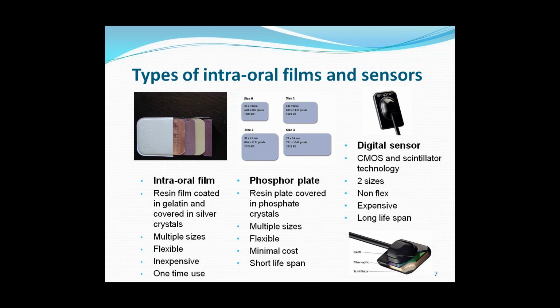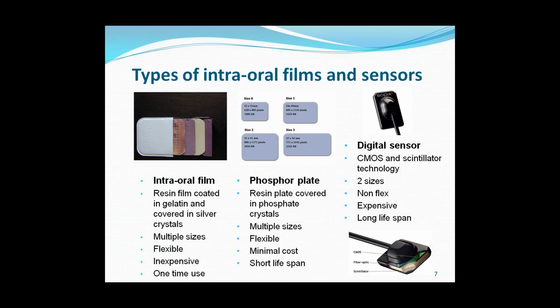The latest technology is on the right-hand side, which is the digital sensor. It uses CMOS and scintillator technology. A scintillator essentially is a material that, when it's excited by the X-rays, absorbs the X-ray energy and scintillates. In other words, it produces energy in the form of light, and then that is transferred into the computer, which then via the software produces the radiograph.